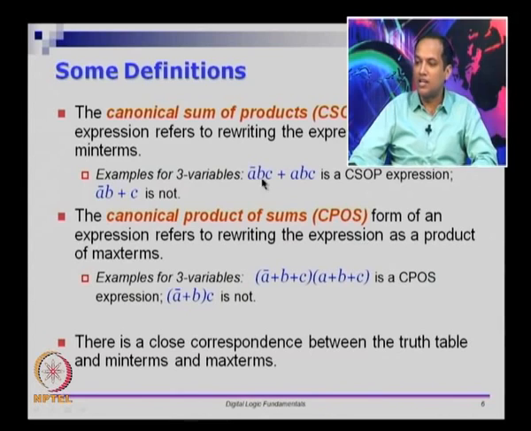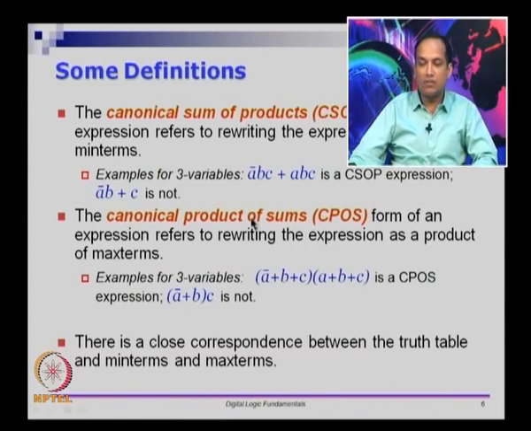The reason why it is canonical is that each product term is actually a min term. A min term is one in which, first of all, no variable can repeat, and all the variables should appear at least once. So all the variables are appearing at least once here, and there is no variable that is repeated.